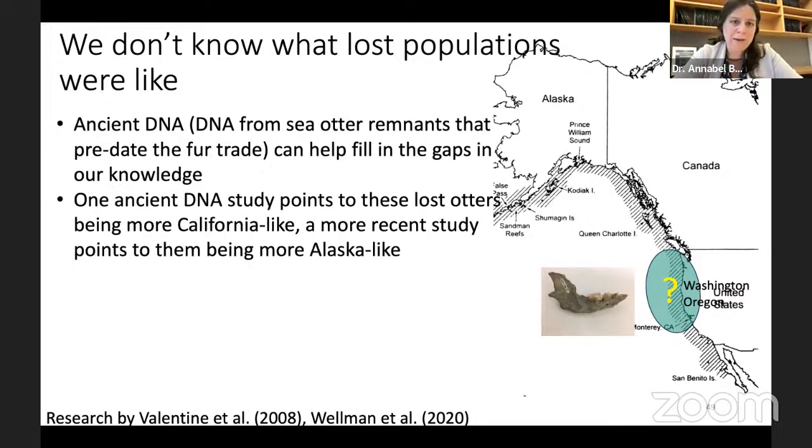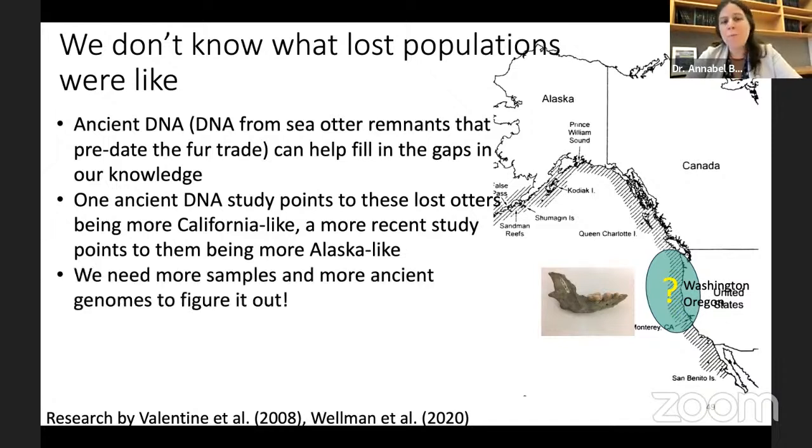One study pointed to these lost otters being more California-like, but a more recent study points to them being more Alaska-like. So it's still sort of an ongoing question as to genetically what these lost populations were like along the Oregon coastline. So we really need more samples, more ancient genomes to try to figure this out and actually solve this conundrum.